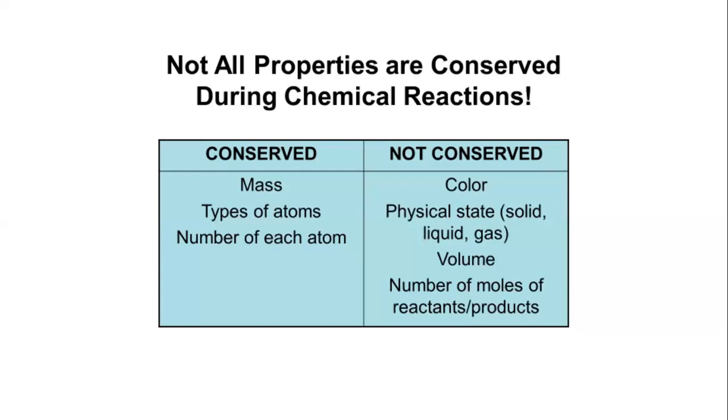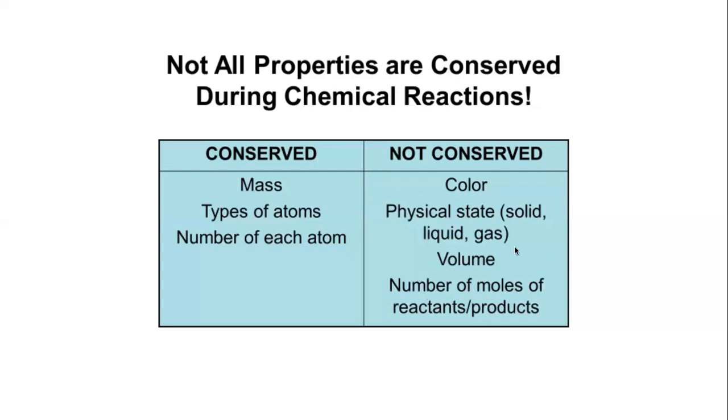However, properties that are not conserved are the color. So we talked about rust, the formation, the things that we see that show us that a chemical reaction has occurred. Something that's not conserved are the physical states. So in multiple examples that we looked at, we saw that you could start with hydrogen gas and oxygen gas and make water, which is a liquid. So the physical state is not conserved.